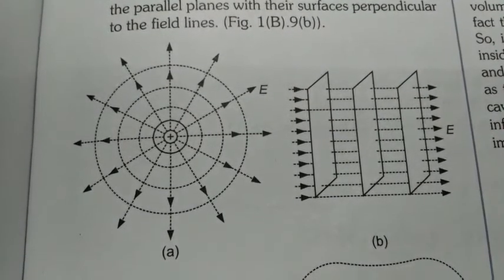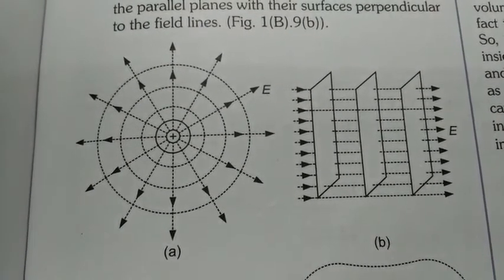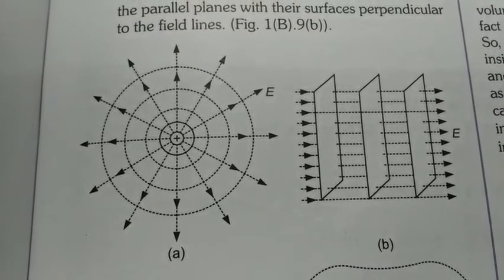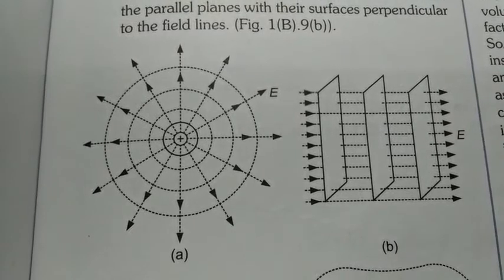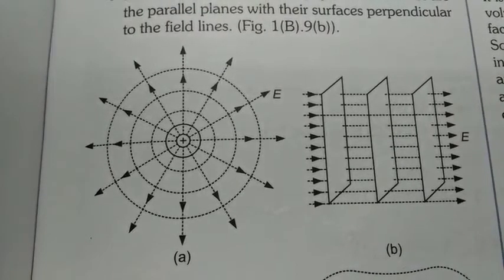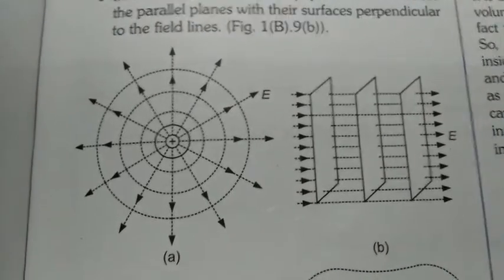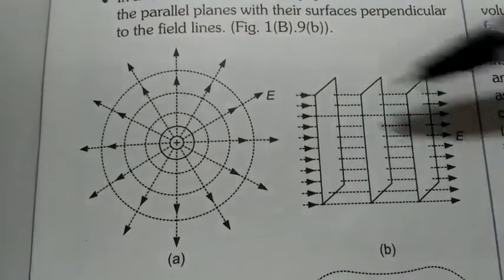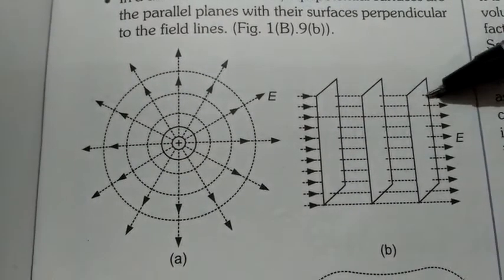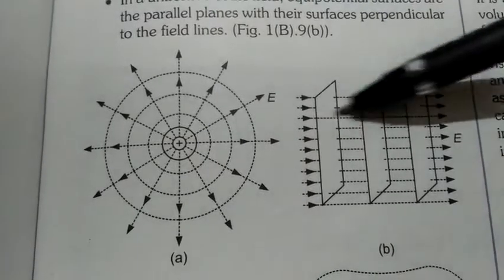These are shown by the dotted lines. Here in figure B, you can see a uniform electric field. Equipotential surfaces are the parallel planes with their surfaces perpendicular to the field. This is due to one point charge, and this one is due to a uniform electric field.